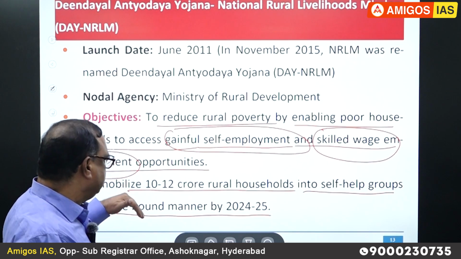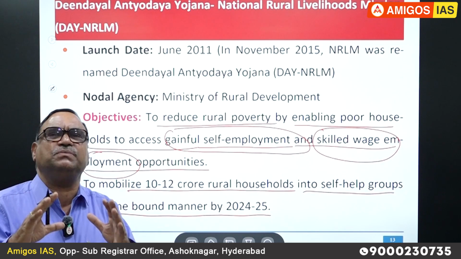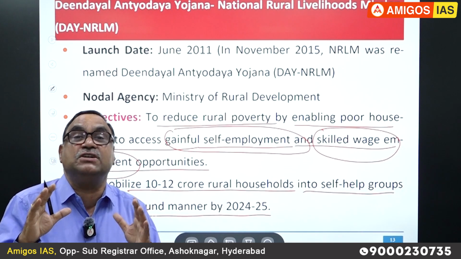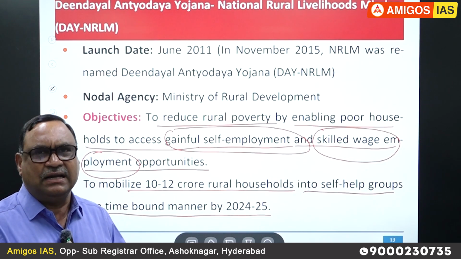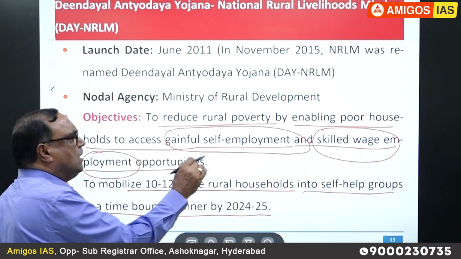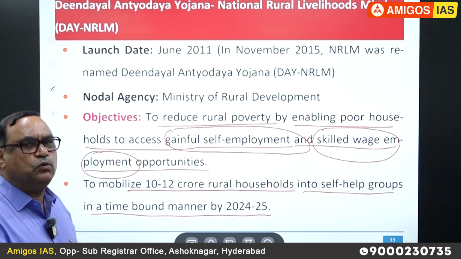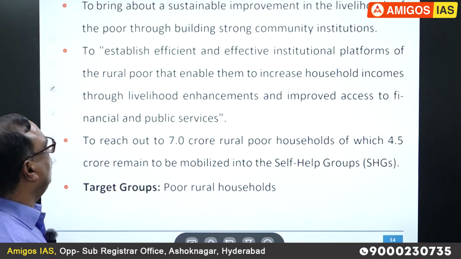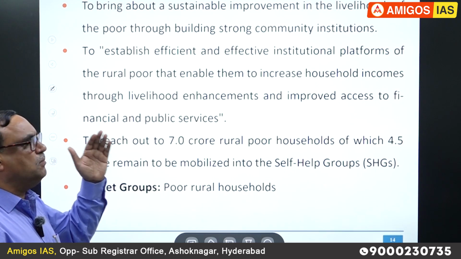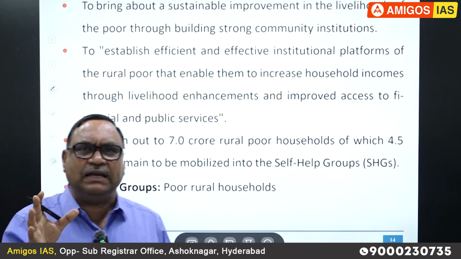But when it comes to NRLM, rural households are encouraged to form self-help groups, and the benefit is provided to the self-help groups, not to the individual as such. So that is why under NRLM it is determined to mobilize around 10 to 12 crore rural households into self-help groups in a time-bound manner by 2024-25 to bring about a sustainable improvement in the livelihoods of the poor through building strong community institutions. So this is the difference between IRDP, SGSY and NRLM.